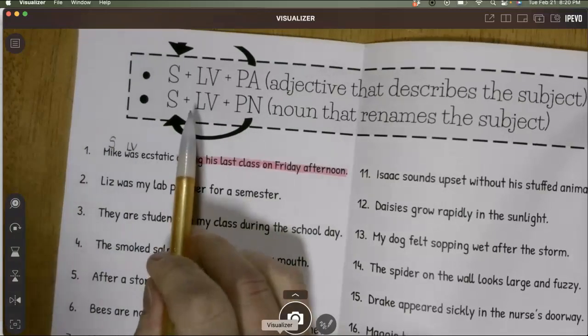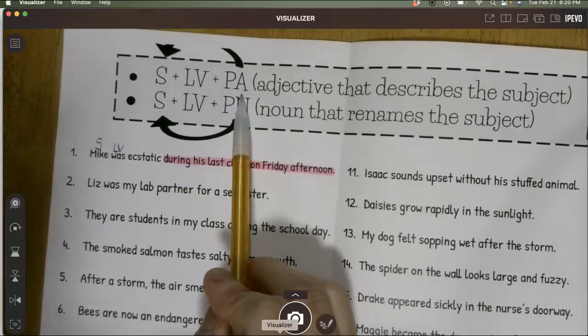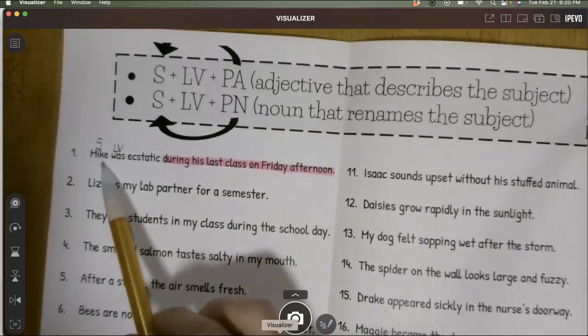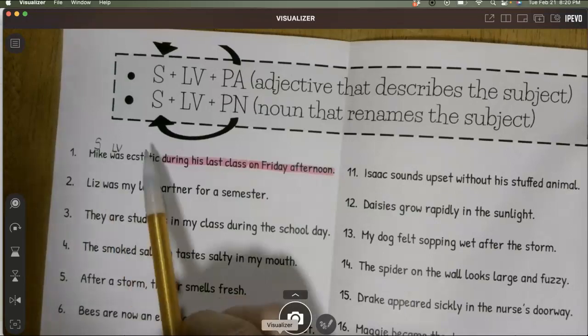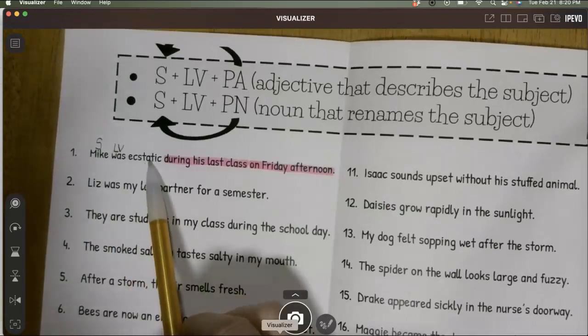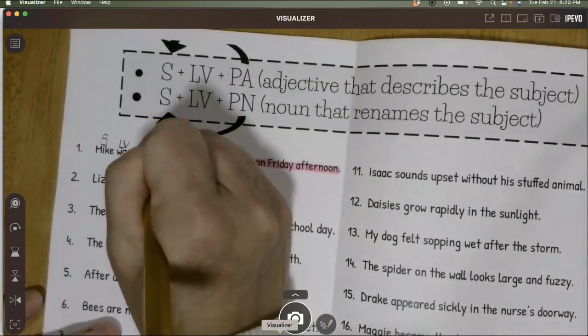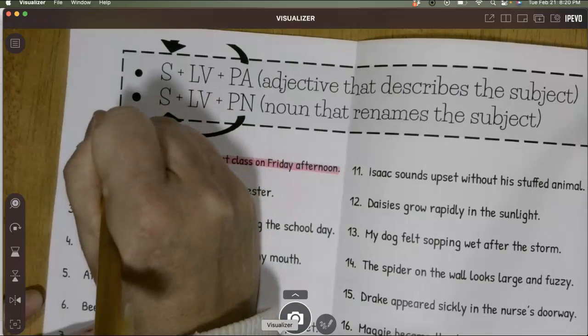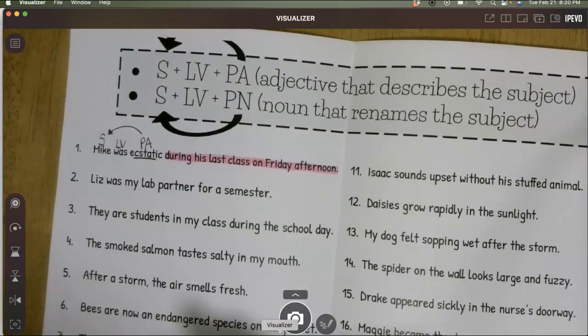When I find a linking verb, I'm not looking for a direct object now. I'm looking for either an adjective that follows it, that goes back and describes the subject, or a noun that renames it. Now, ecstatic is the same as being very excited, and so that is a descriptive word. This is a predicate adjective that goes back and describes how Mike was feeling. Mike was ecstatic.